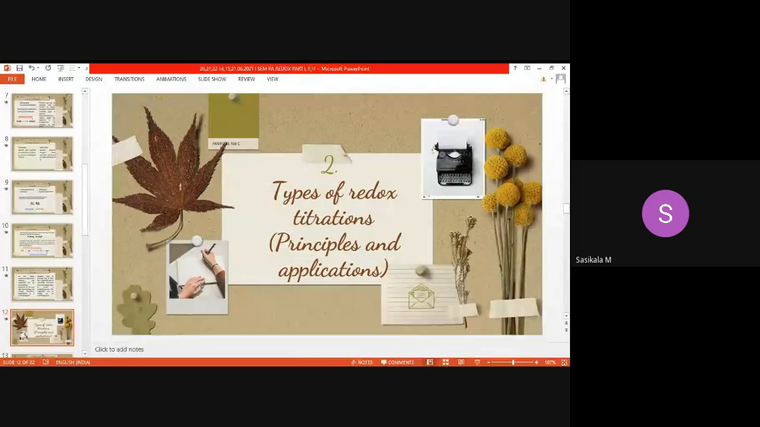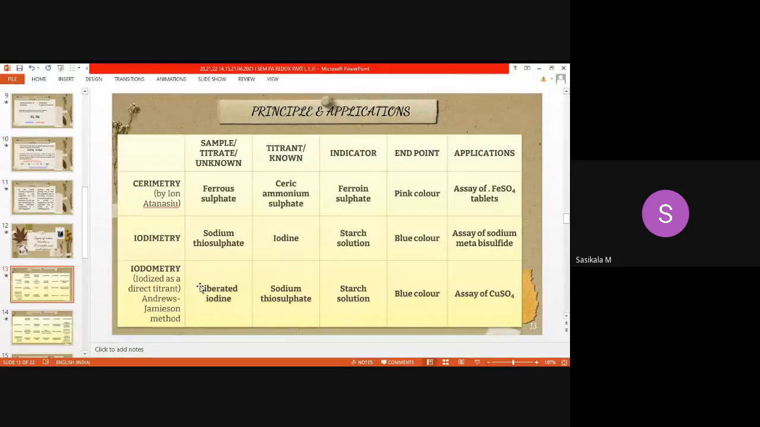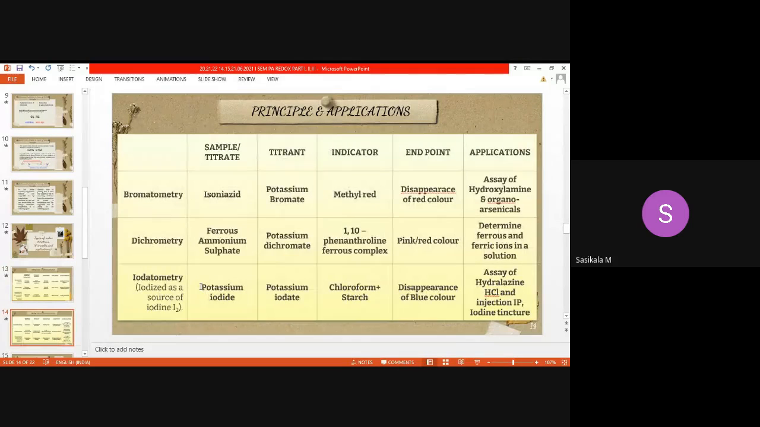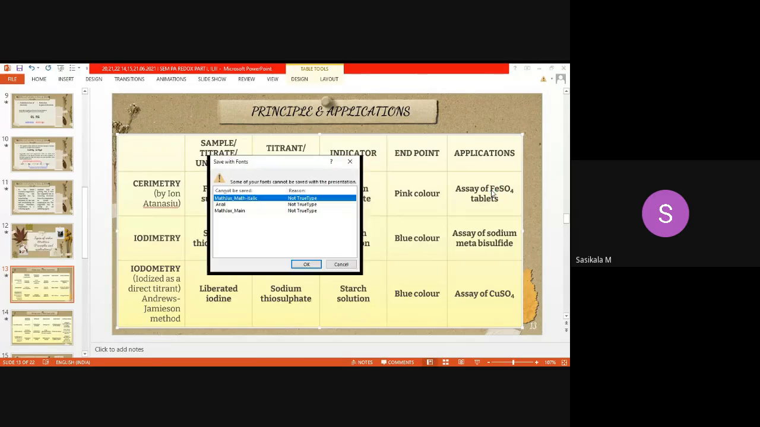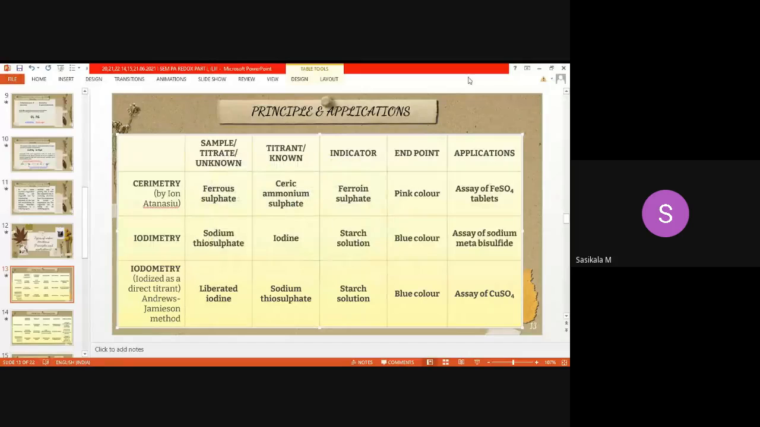Now let's move on to the types of redox titrations, the principle and applications. I have given all 6 types of redox titration in a tabular column for easy understanding and easy recalling of the points. For the chemical reactions and brief mechanisms, you can read from the textbooks. E-textbooks have been uploaded, and you can also get the chemical reactions from Google search. From the material and ebooks I uploaded, just copy the chemical reactions for each titration method.